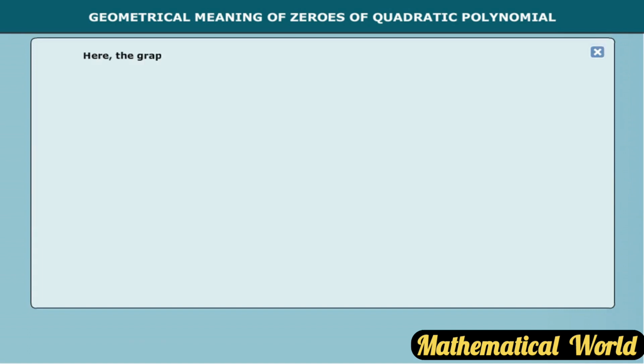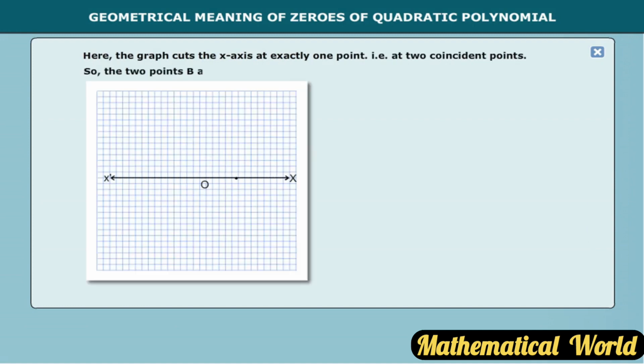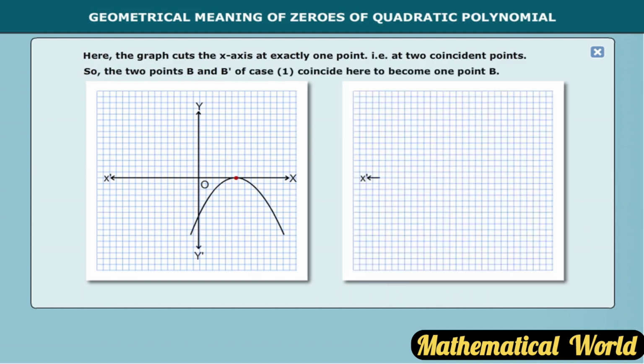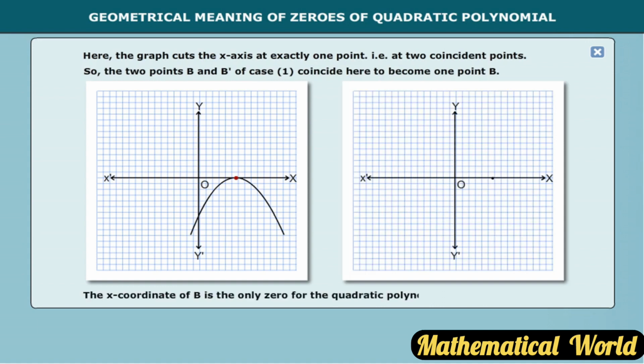Here the graph cuts the x-axis at exactly 1 point, that is, at 2 coincidental points. So, the 2 points b and b' of case 1 coincide here to become 1 point b. The x-coordinate of b is the only zero of the quadratic polynomial ax square plus bx plus c in this case.